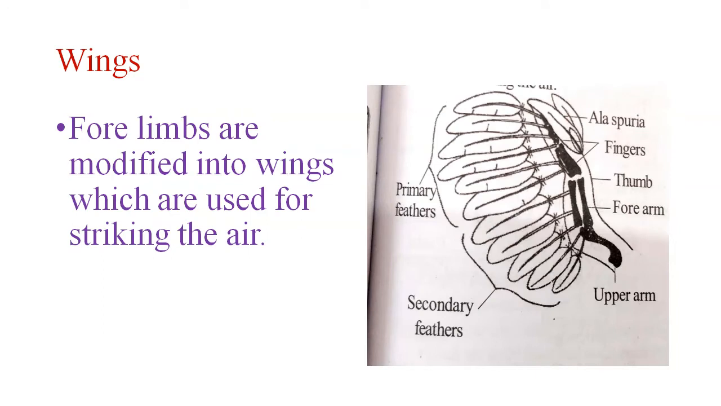You can see the wings. The forelimbs are modified into wings, which are used for striking the air. Here you can see what I have mentioned in the diagram. You can see here the primary feathers, the primary covering. Then here is the ala spuria, fingers, thumb, forearm, and here are the secondary feathers.